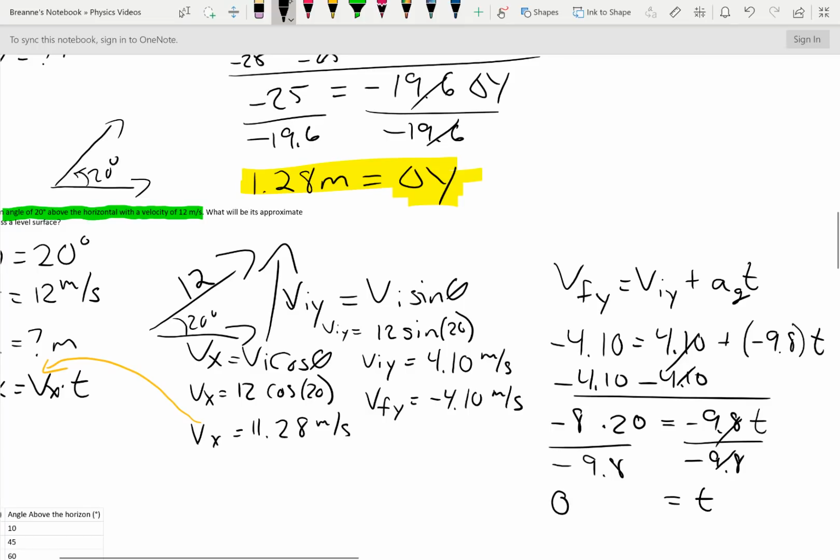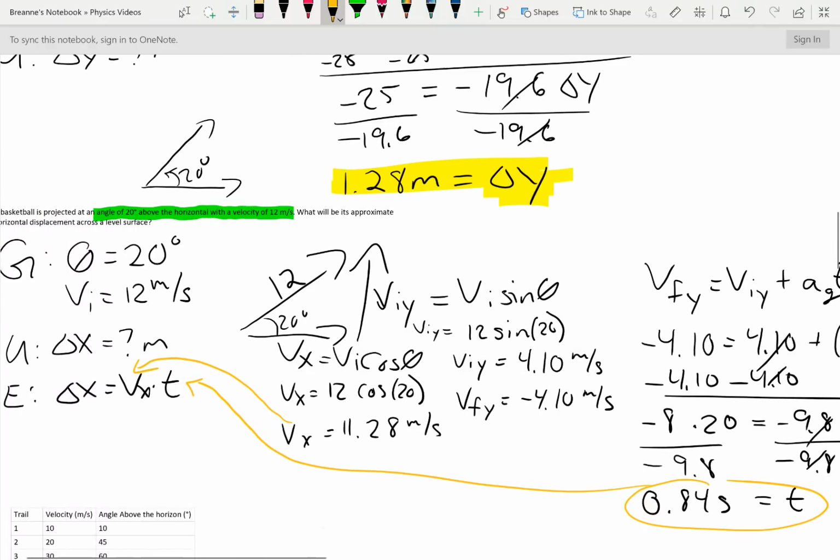And you get a 0.84 seconds. So now we have time. We can plug in what we have to solve for our delta x. So delta x is 11.28 times 0.84. And you get a 9.44 meters. And that is your answer.